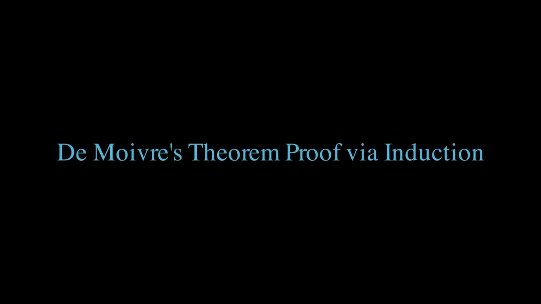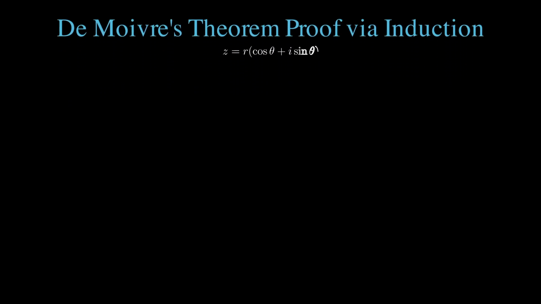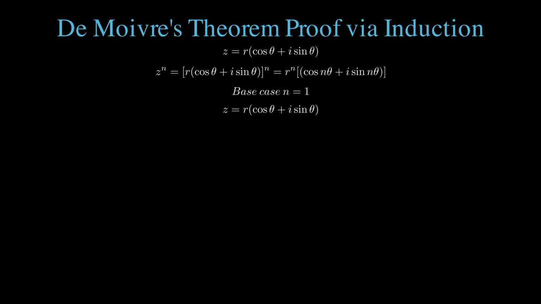De Moivre's theorem is a theorem that can be proven via induction, where if we have that z is equal to r times the cosine of theta plus i sine theta, and we want to bring this up to a higher power, so for example z to the n, then that should be equal to r to the n times cosine of n theta plus i sine n theta. We take the base case where n is equal to 1, and we know that this is true, that if z is to the power of 1, then that's equal to r times the cosine of theta plus i times the sine of theta.